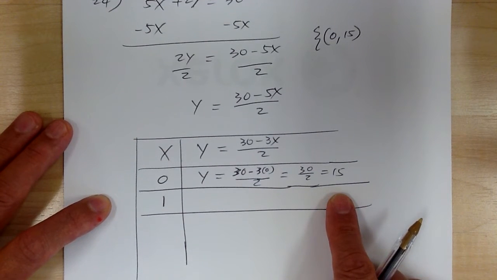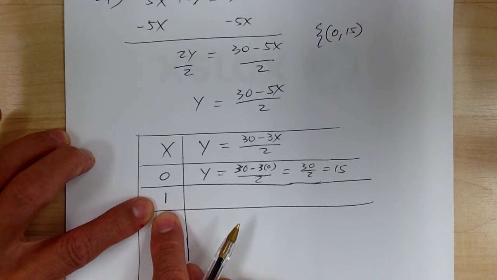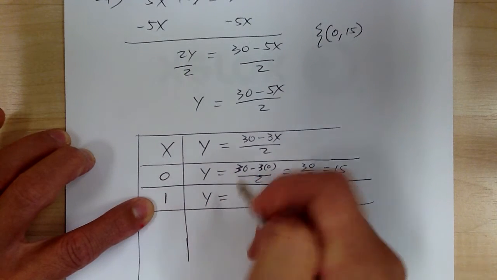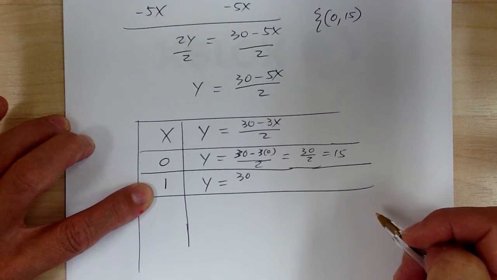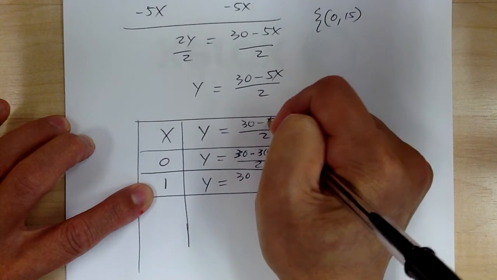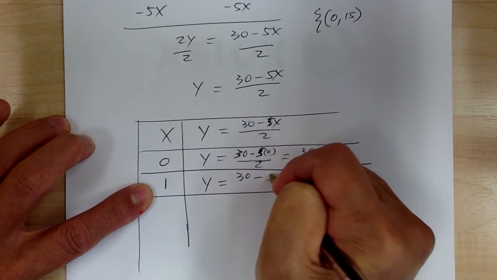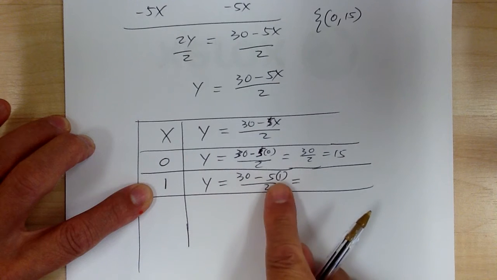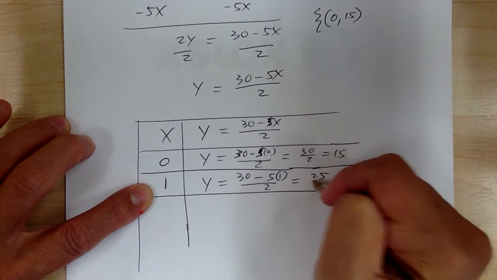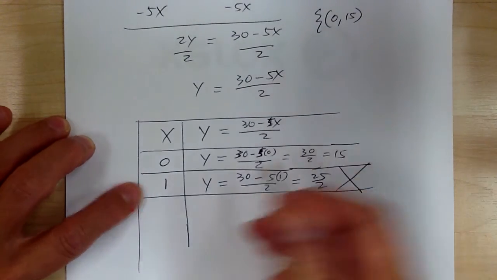Okay, everyone okay so far? So again, you just substitute. Next, let's try x equal to 1. So y equal to 30 minus 5 times 1 over 2. So this is going to be 30 minus 5, which gives me 25 over 2. But is this a whole number? No. So this one is no good.